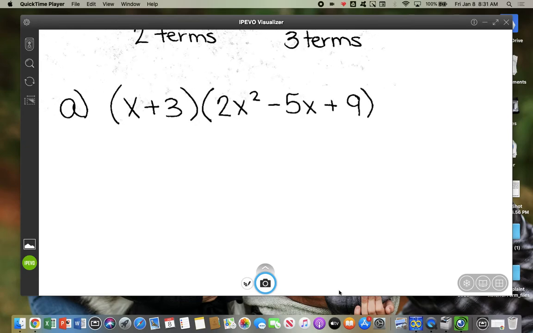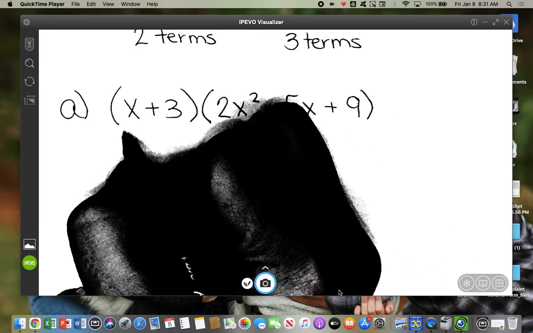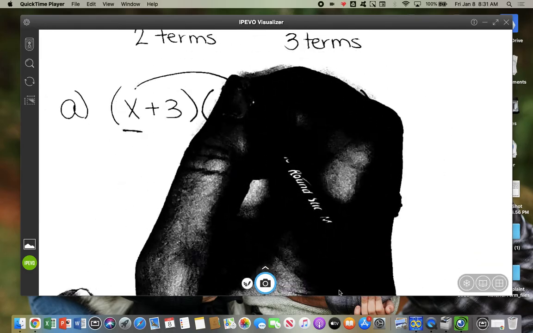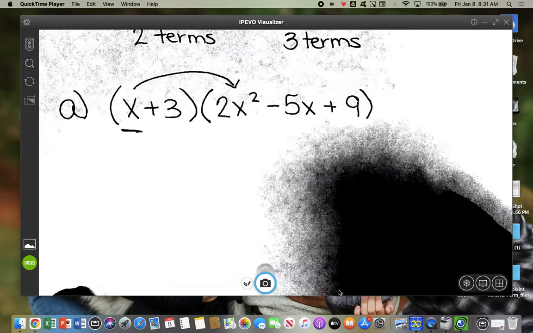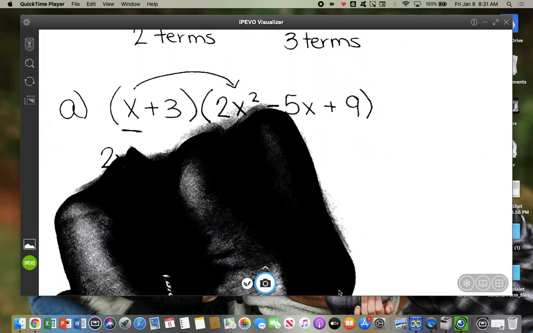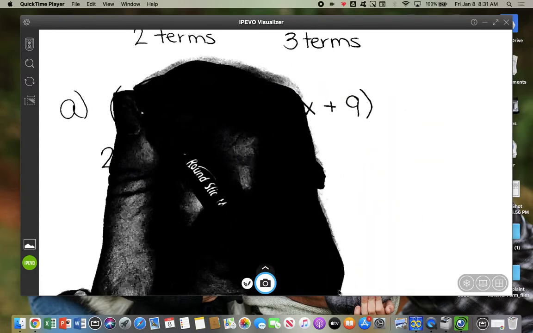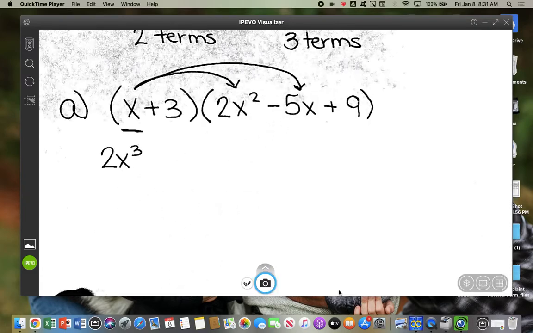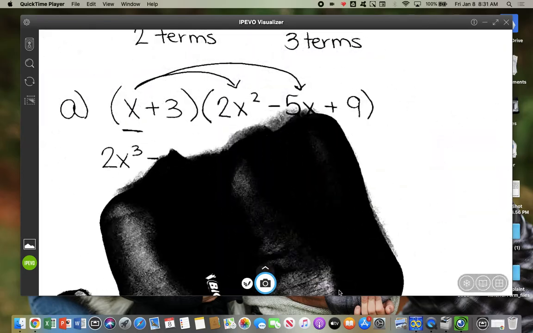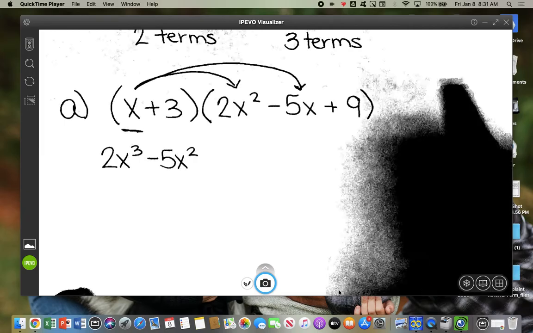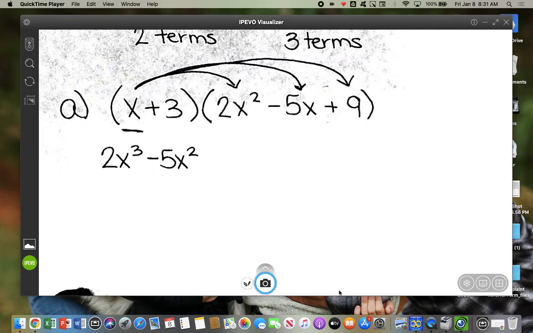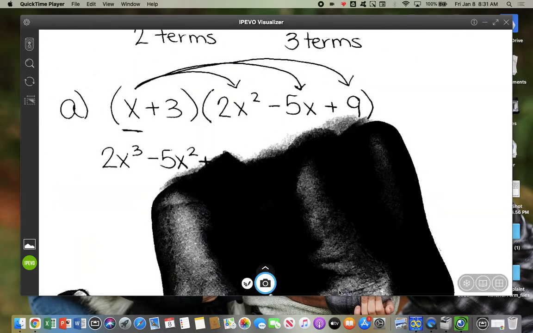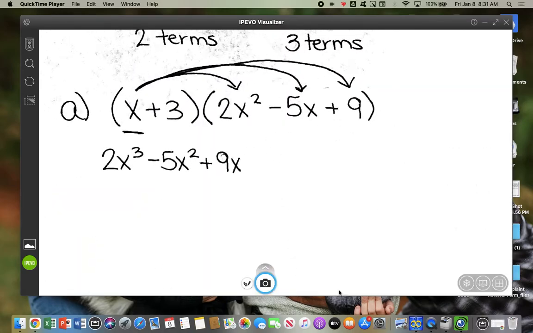So we're still distributing. So if we distribute the x to the first term, what's x times 2x squared? 2x cubed. And then x times negative 5x. Negative 5x squared. And then last but not least, x times 9. All right. So we've distributed the first x.